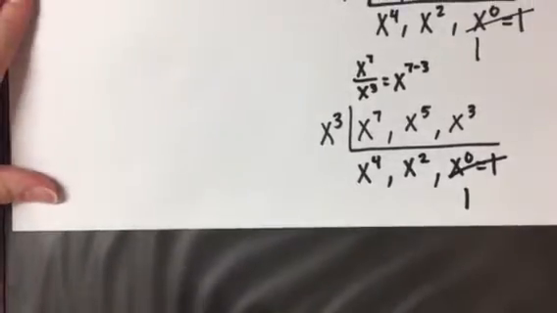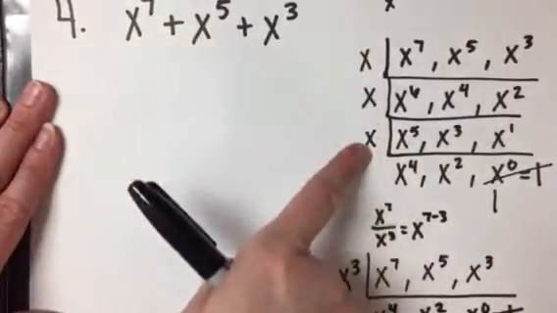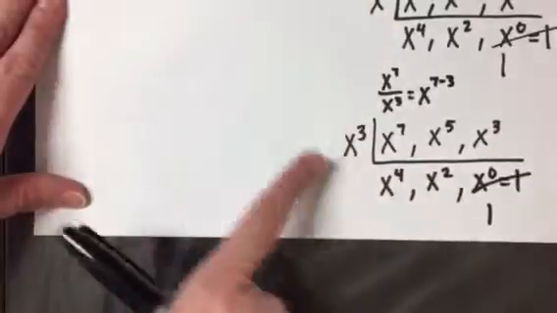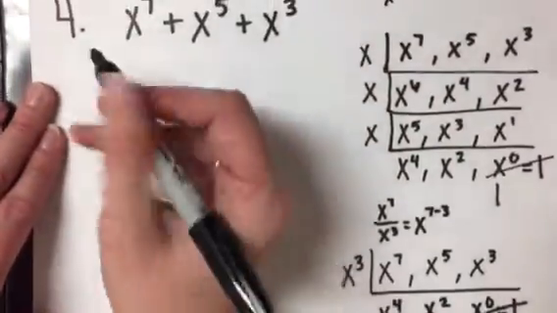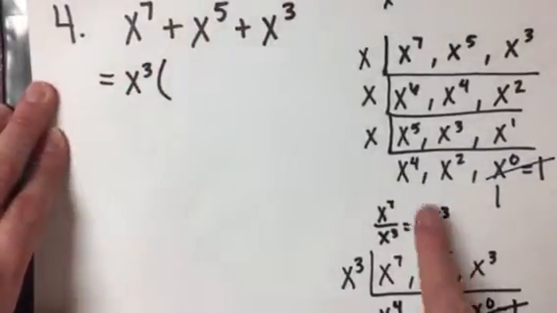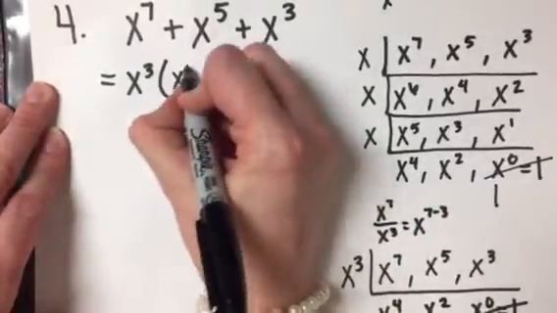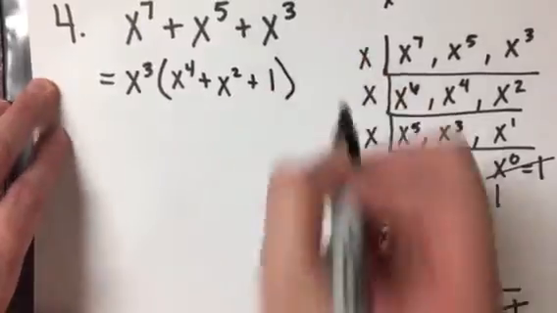So let's write our answer in factored form. Here we have x times x times x, so you can add the exponents, and it's x to the 3rd. Or if you use the quick method, we see that x to the 3rd is our GCF. Our leftovers will be here at the bottom of your prime factorization. We have x to the 4th plus x squared plus 1.